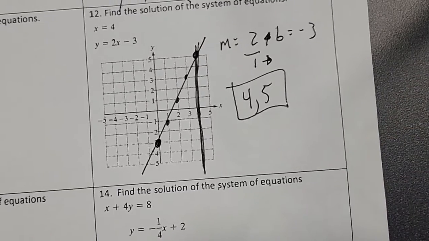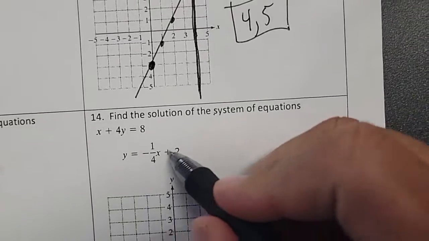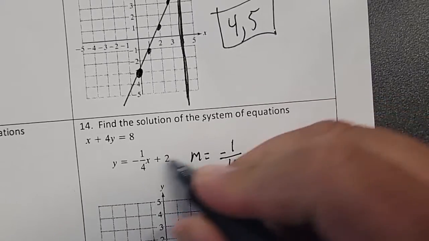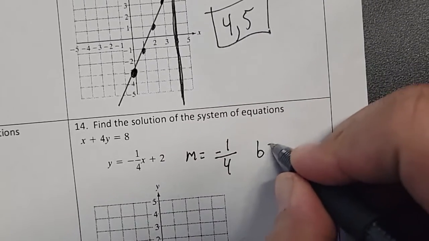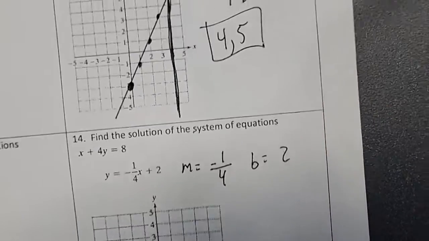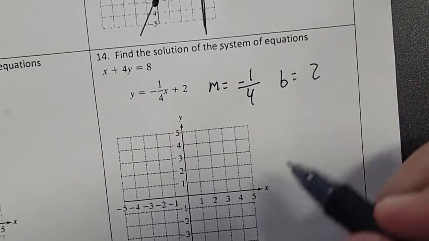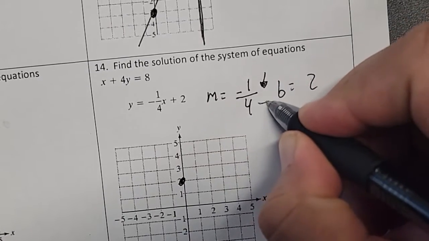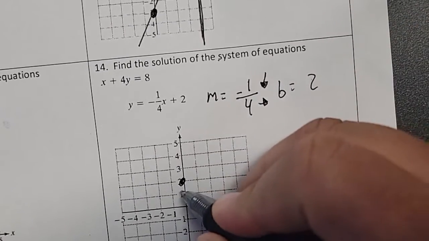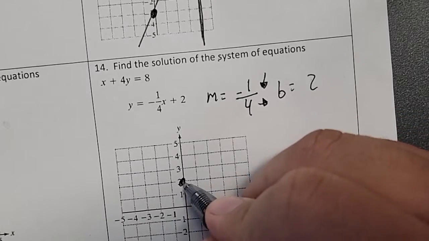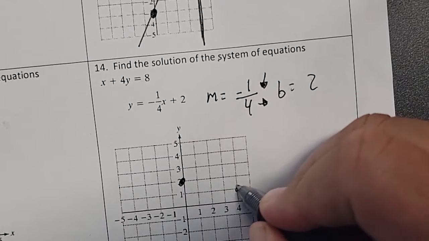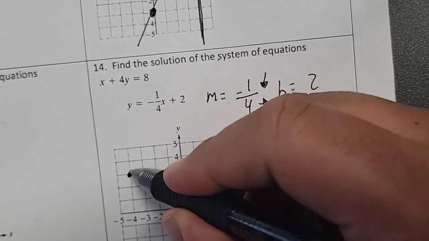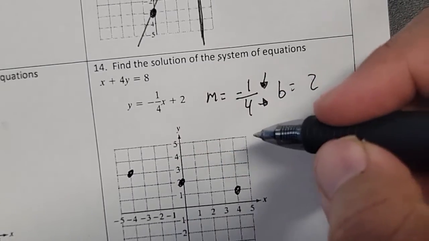And the last one. All right, so your slope for this one is -1/4. So whenever you have a negative, it goes to the top number, and then we have 2. So what happens here is we have 2, -1 goes down, and then 4 goes to the right. So -1 goes down, 4 to the right. So boom, 1, 2, 3, 4. And we can do the reverse. We can go up and then to the left, and we have our line.